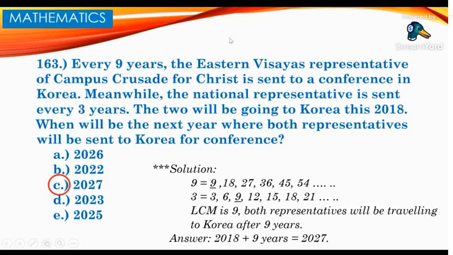So ano po yung gagawin natin? Multiples lang po ulit. So multiples ni 9, every 9 years yung Eastern Visayas representative, tapos every 3 years naman yung national. So recite lang din natin yung multiples, 9, 18, 27, and so on. Then you have 3, 6, 9, 12. The common least is 9. So after 9 years, so pag 2018 magkikita sila, so plus 9 years, so they will meet, na magkakasabay ulit sila on the year 2027.